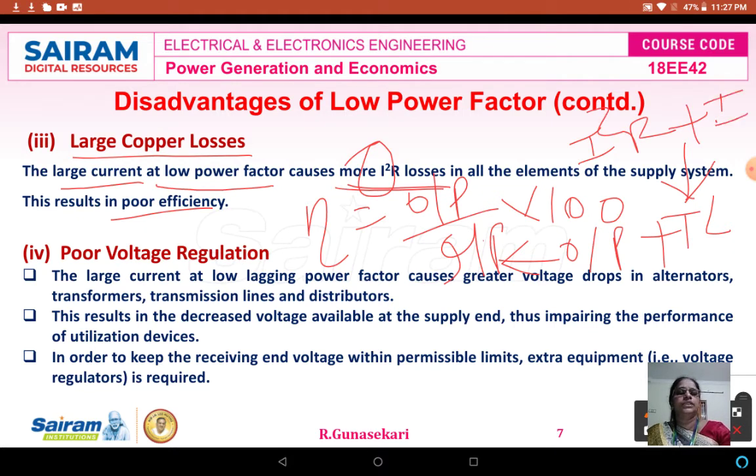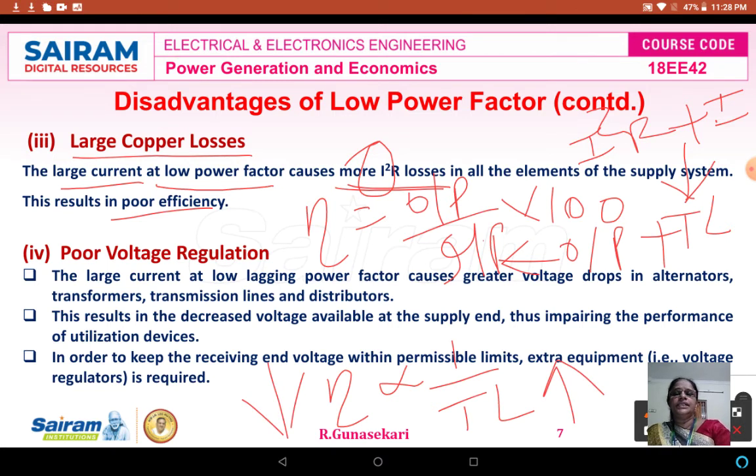If the copper losses increase, because the efficiency is inversely proportional to total losses, if the losses increase, the efficiency decreases. That's why I am saying poor efficiency. If the power factor is low, current increases, the copper loss I squared R increases, so therefore the efficiency decreases. If efficiency decreases, the lifetime of the machine also decreases.